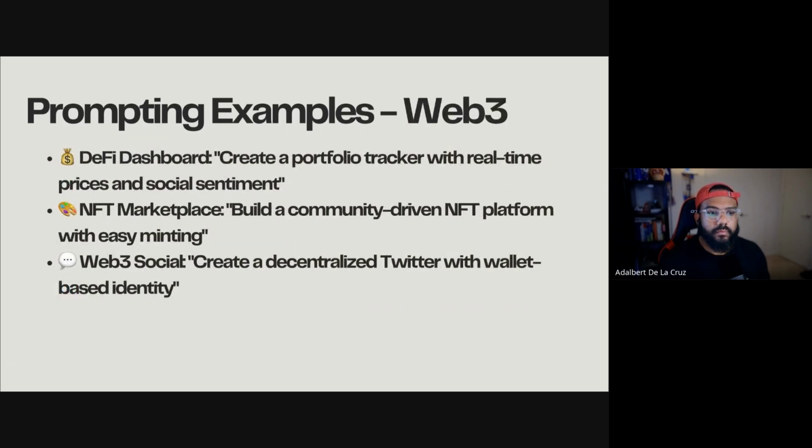For Web3, some of the prompting examples are create a portfolio tracker with real-time prices and social sentiment, right? You can also build a community driven NFT platform with easy minting. So that's where Third Web comes in. For Web3 social, create a decentralized Twitter with wallet-based identity. So OnchainKit, maybe XMTP will be integrated, right? Think about what APIs you want to integrate for your Web3 project or your Web3 dApp, and use about 3 to 5 API connections, right?